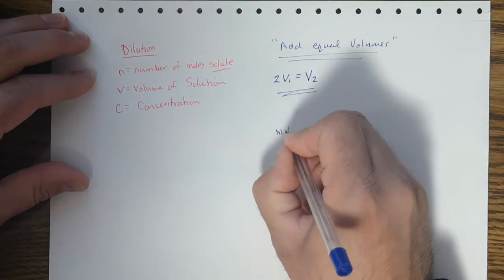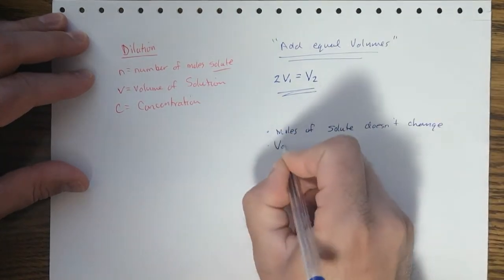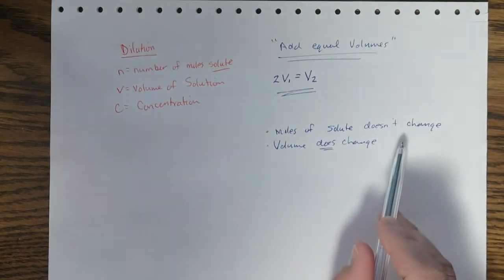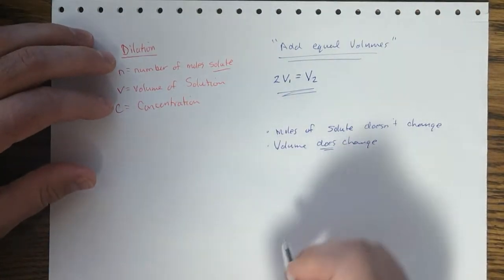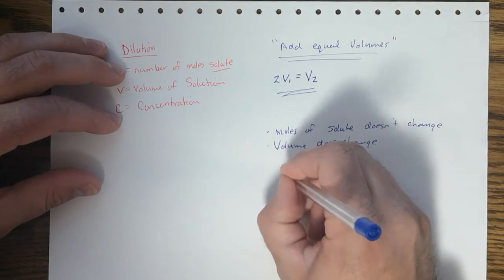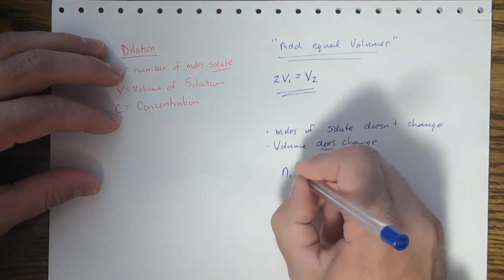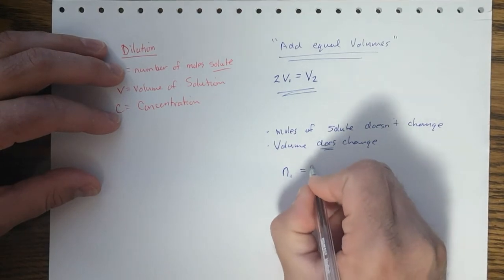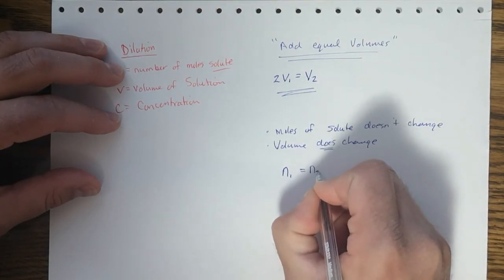Now, when we add equal volumes, the moles of each solute does not change, but the volume does. So let's see if we can relate that. So the number of moles of our solute initial is equal to the number of moles solute at the end.